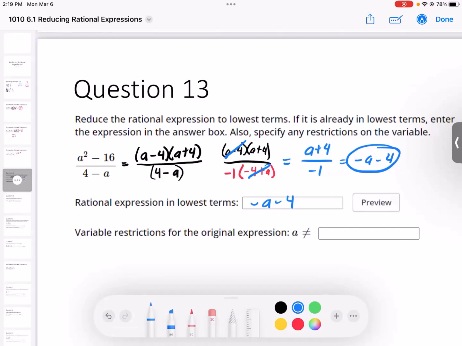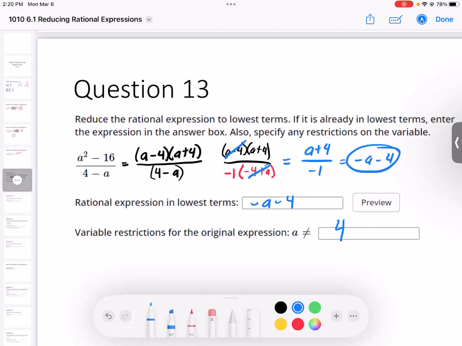In the original expression, 4, right? Because 4 minus 4 would give you 0. And so that means that a cannot equal 4 because I don't want to get division by 0, because dividing by 0 gives you an undefined answer. So that's how you would do question 13.